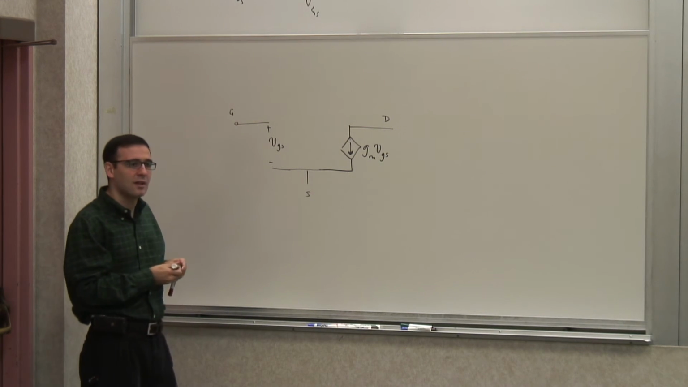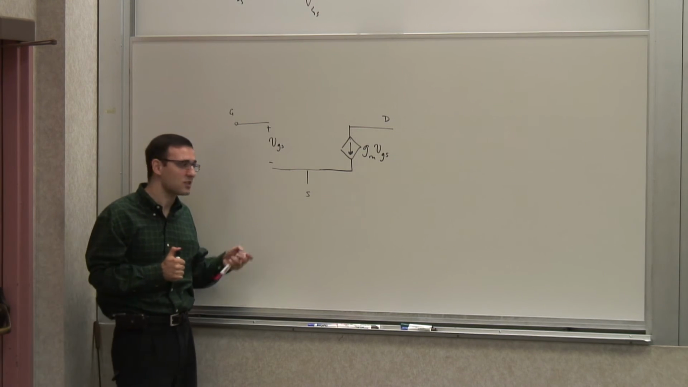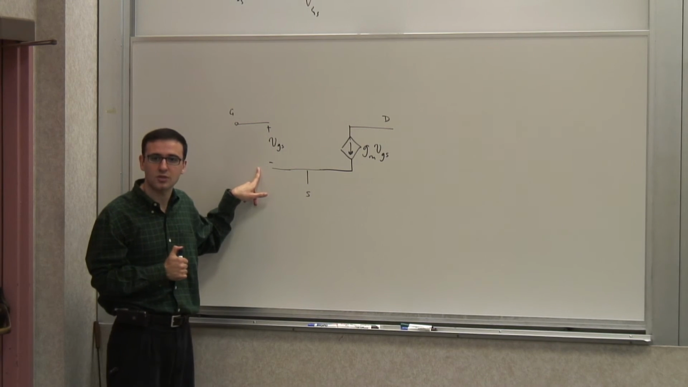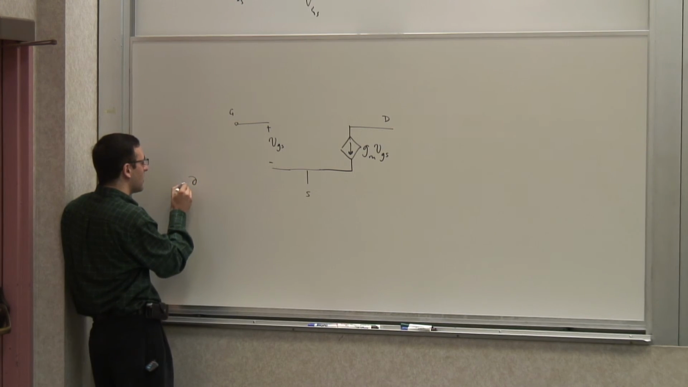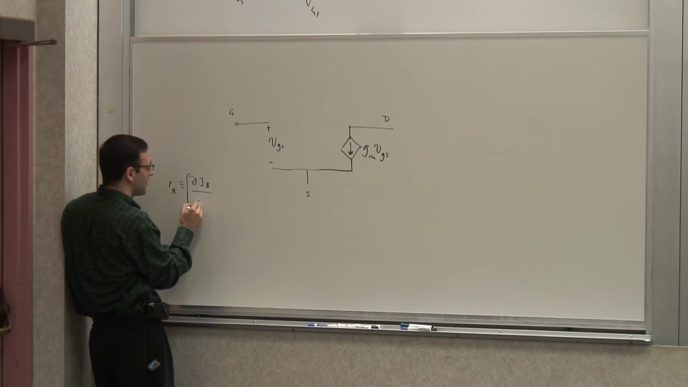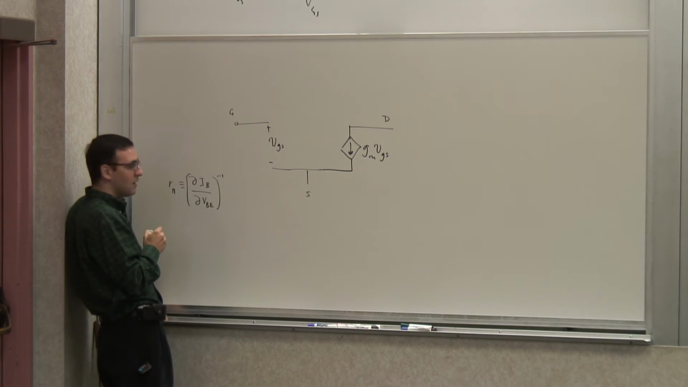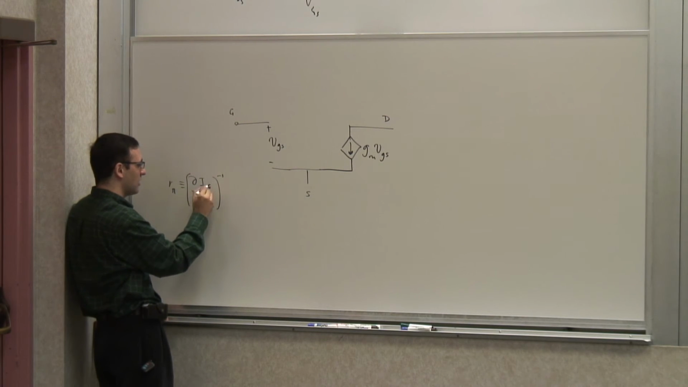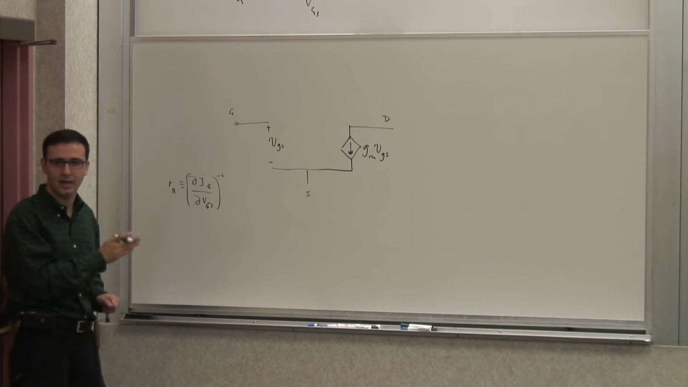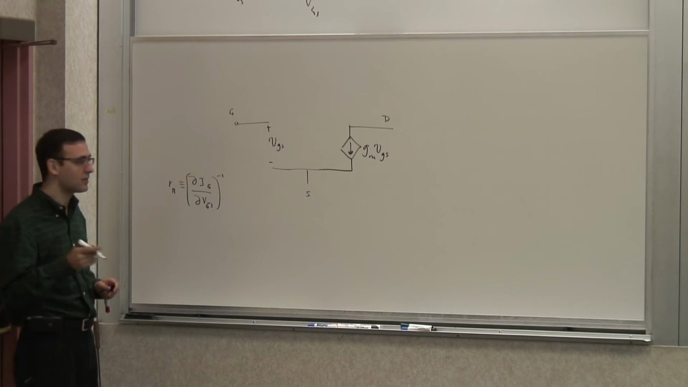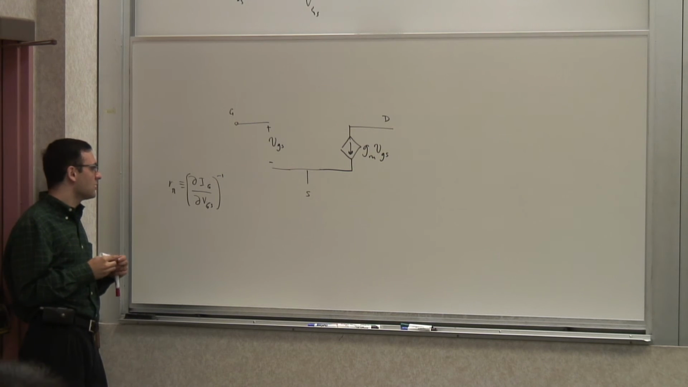Now, what else do we have? You remember in the case of a bipolar transistor, we had this r pi, a resistor between the base and emitter, which was defined as the inverse of dIB over dVBE. In this case, it would be dIG over dVGS. The base corresponds to the gate, the emitter corresponds to the source, and the collector corresponds to the drain. So, do I have to worry about this?